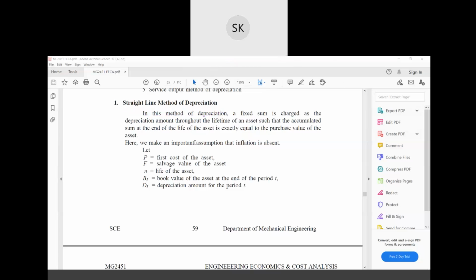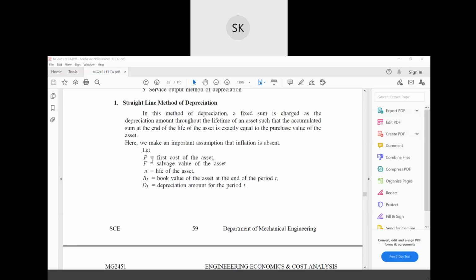Okay. So the fixed sum is charged as the depreciation amount throughout the lifetime of an asset, such that the accumulated sum collected at the end of the life will be equal to the purchase value of the asset. Here we make an important assumption that inflation is absent, so there is no point of inflation.